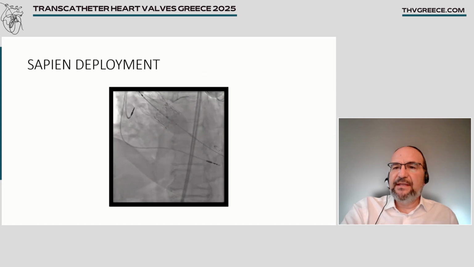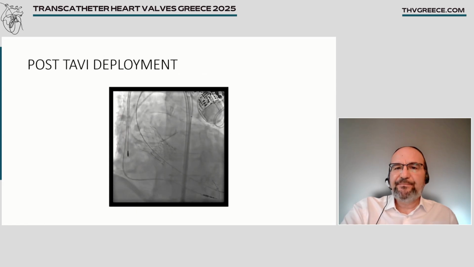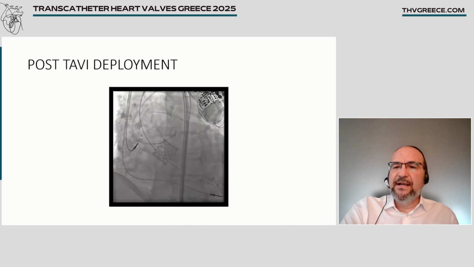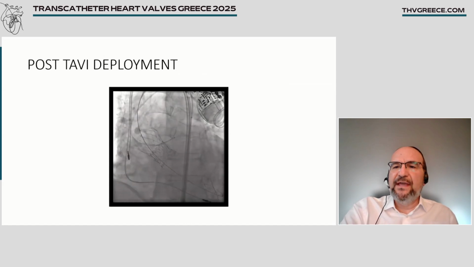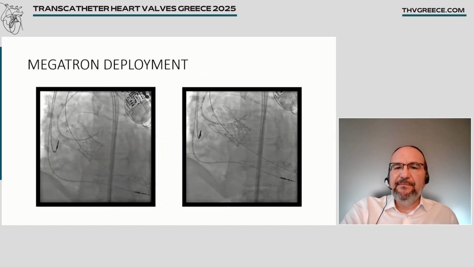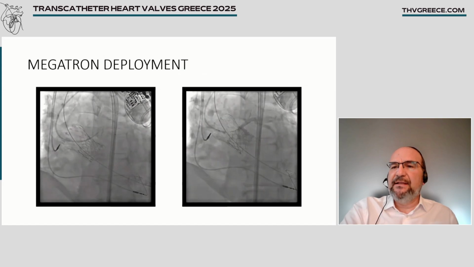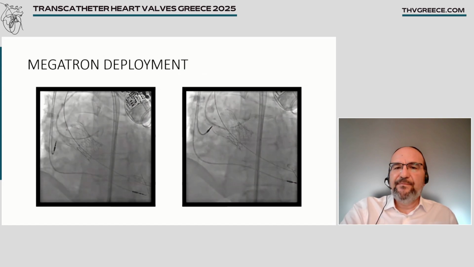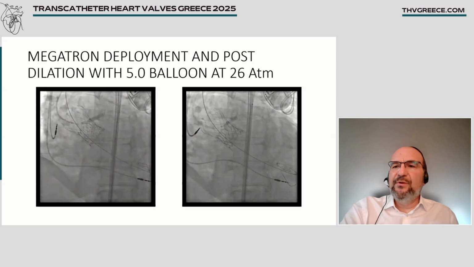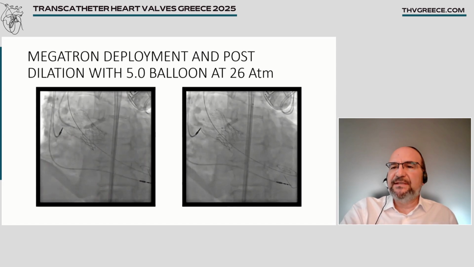Here's the deployment of the TAVI, and it's just above the ostium of the left main. So this is post-TAVI deployment. We bring the Megatron stent above the inflow of the second TAVI by removing the guide liner. We deploy the Megatron stent as planned. And then we post-dilate it with a 5-volt balloon at 26 atmospheres.